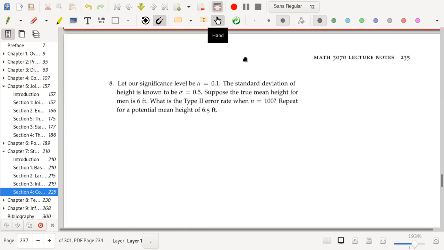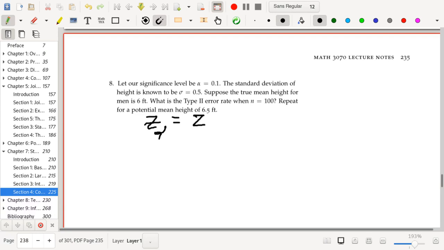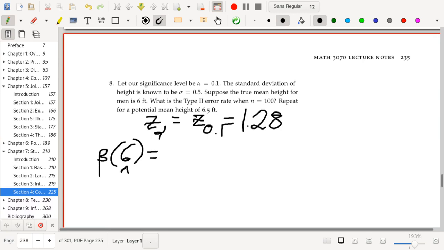Part 8, let our significance level be alpha equals 0.1. The standard deviation of height is known to be 0.5. Suppose the true mean height for men is 6 feet. What then will be the type 2 error rate when n equals 100? Repeat for a potential mean height of 6.5 feet. So if this is the case where our significance level is 0.1, then z alpha, which is z 0.1, will be 1.28 approximately. So we want to figure out the type 2 error rate when the true mean height of men is 6 feet. So this corresponds to mu A.